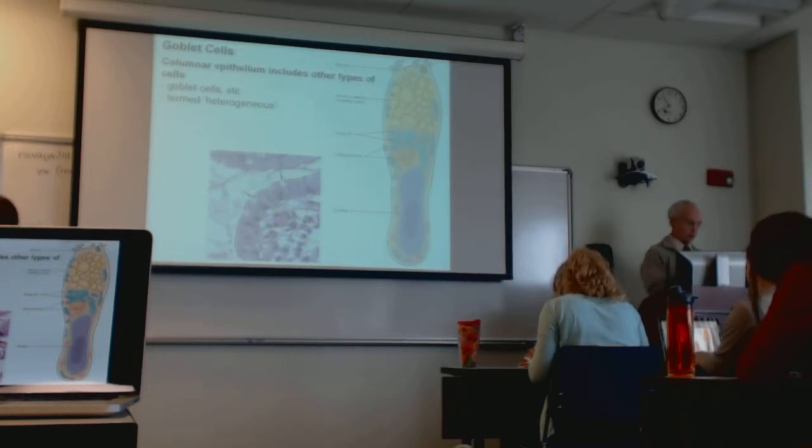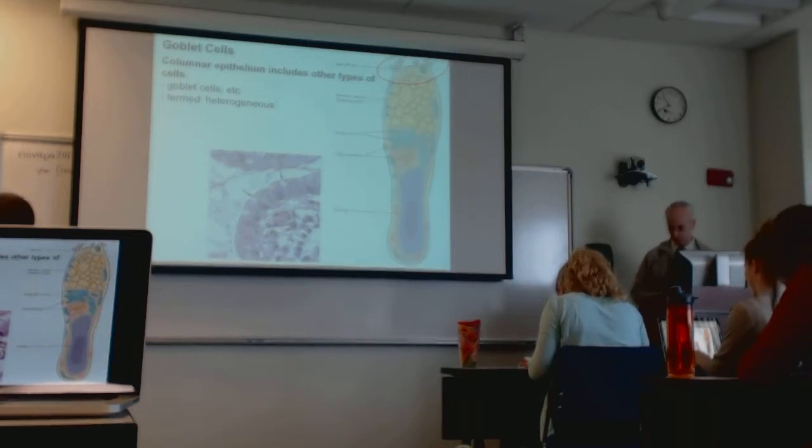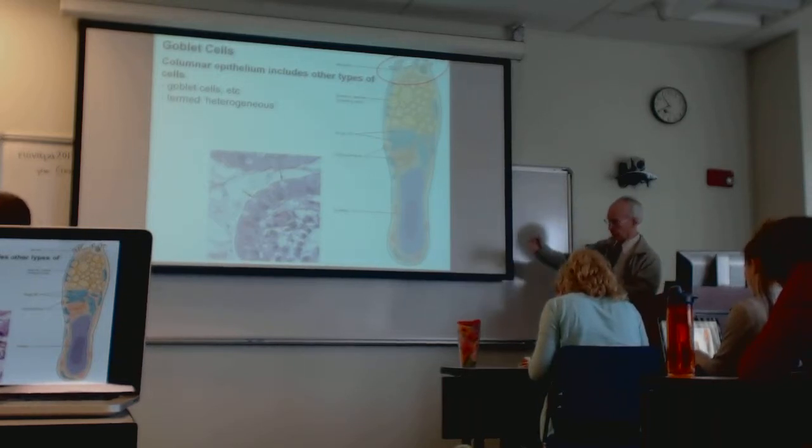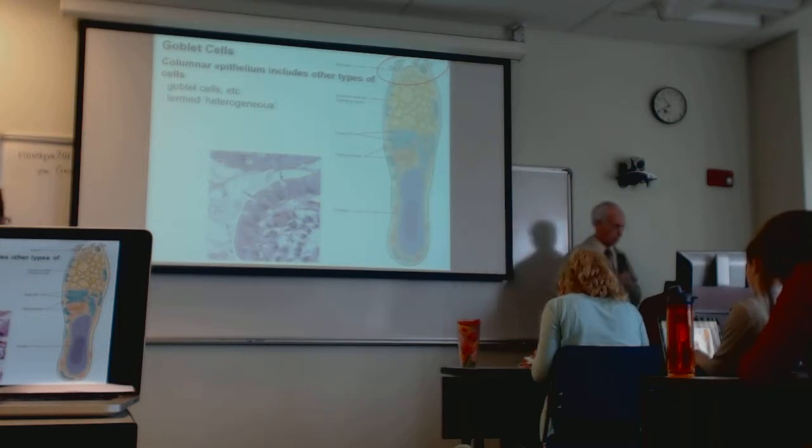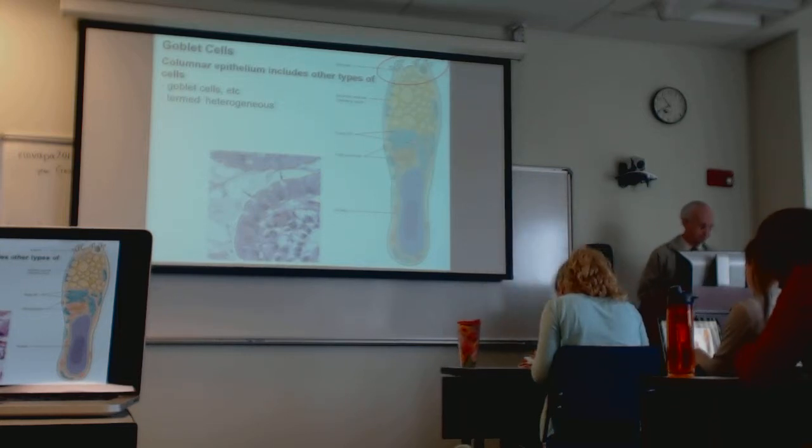And you'll notice they often, depending on the location, have microvilli as well. They may or may not, depending on the location. For example, in the colon, they don't have an abundance of these microvilli.